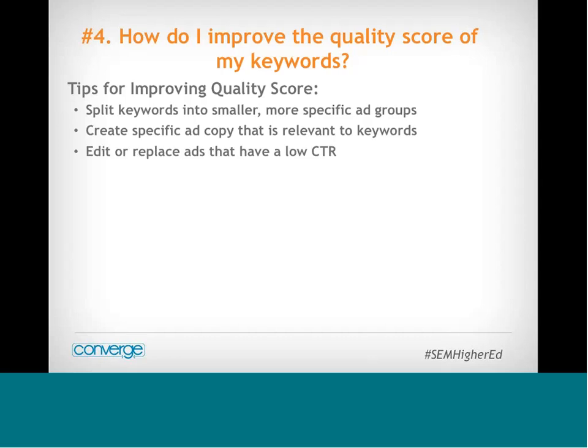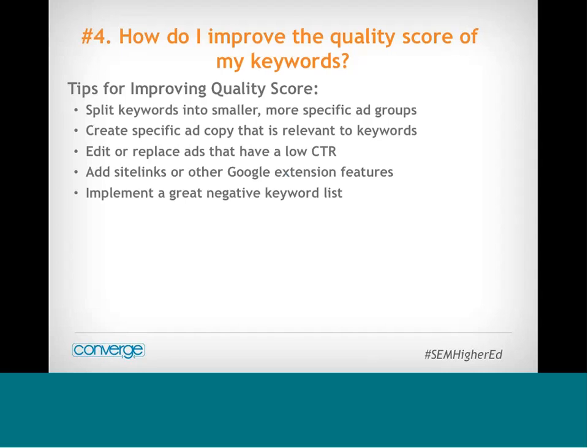Edit or replace ads that have low click-through rate. Good to do probably about once a month. Go in there, see what ads aren't performing, and swap them out for new ads. Add site link or other Google extension features such as location, phone, Google+. This really helps your ad stand out, which can increase your click-through rate as well.